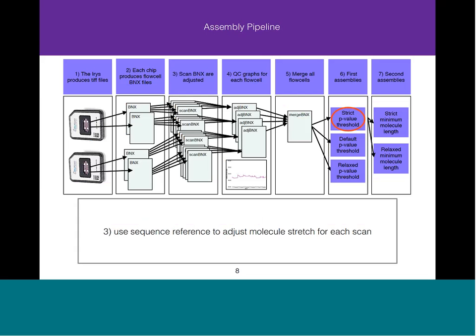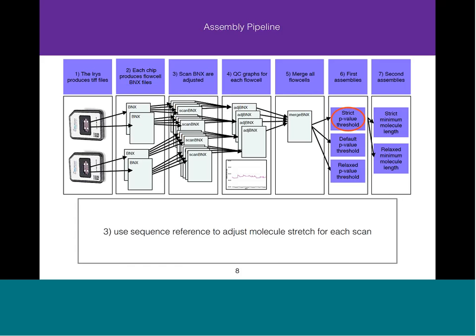We know that stretch varies from scan to scan for each flow cell. So we split those Bnx's by scan, and then we map those back to our in silico reference sequence. When we do that, we use the alignment to adjust the stretch on the molecules per scan. And we've actually noticed that we can detect a predictable pattern when we have high-quality alignment for the reference in silico CMAP and a good quality signal-to-noise ratio on our scans. So we've begun plotting quality graphs from that stage.